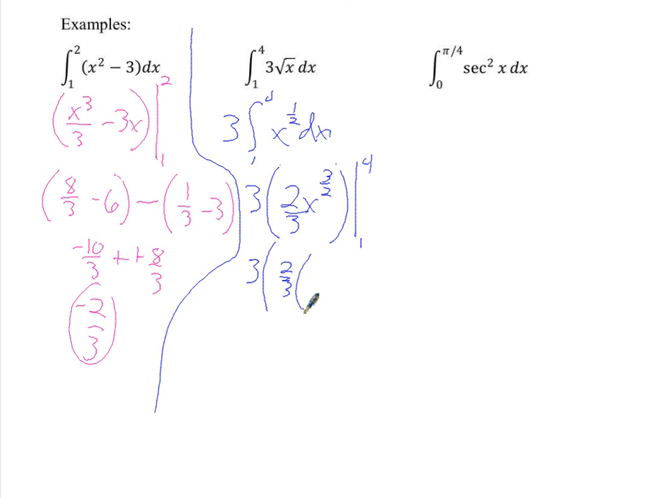times 4 to the 3/2. I'm going to undo that parentheses there. There's a 1 there. Okay, so we have 2/3 times 4 to the 3/2. Can I put a minus sign here, or do I need to close this and do minus 2/3 again? Okay, so we'll close the parentheses and then minus the 2/3 again times 1 to the 3/2.